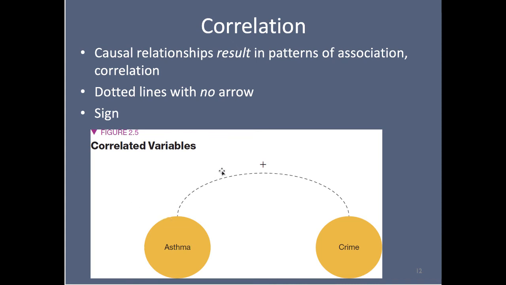So in the diagrams, we depict it with these dotted lines with no arrow. There's no arrow because we don't know what's causing what. The sign is the same as it was before. They move in the same direction. So where asthma is above average, crime is above average. Where asthma is below average, crime is below average. On average, not in every single place, on average. So we'll spend a lot more time on this later, and we're going to spend a lot of time on how we can use correlations to try to learn about causal relationships. For now, just remember they're not the same thing.